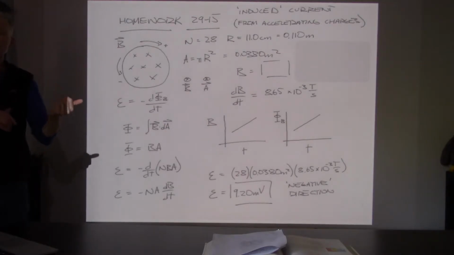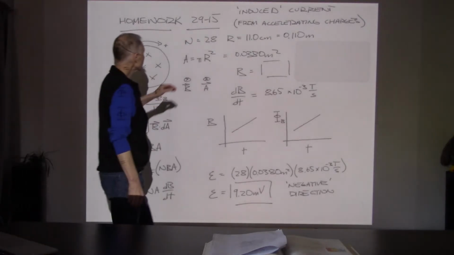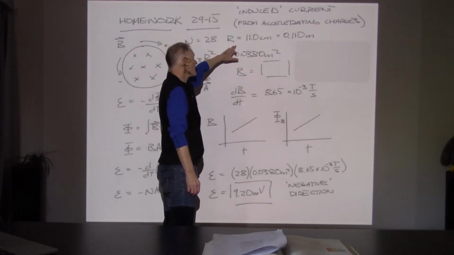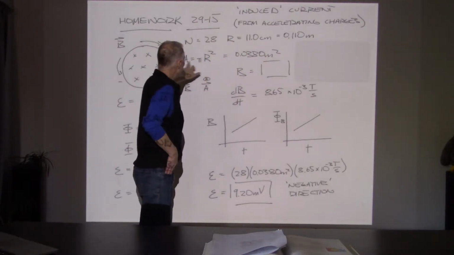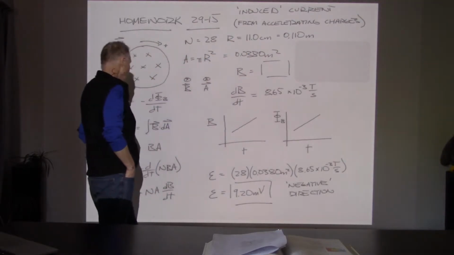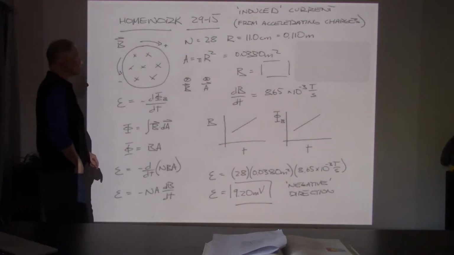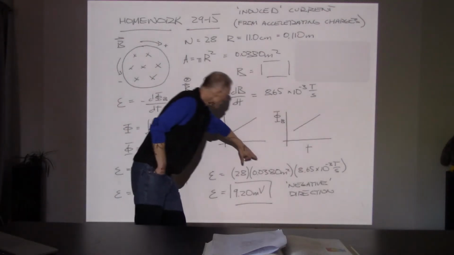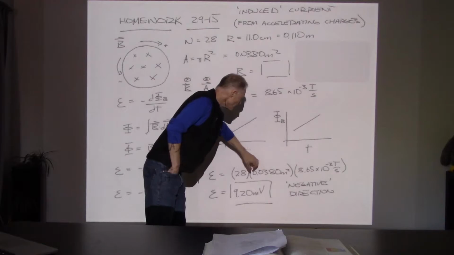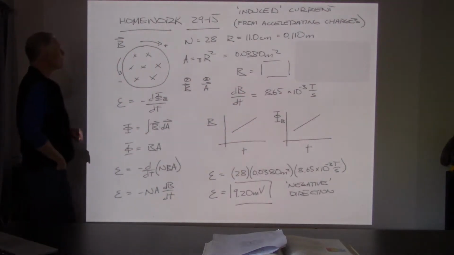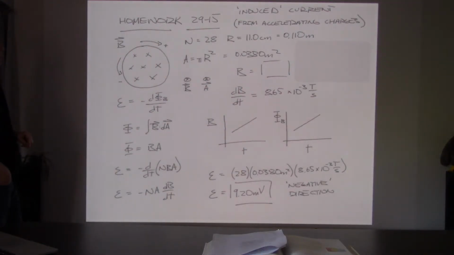But the formulas are in terms of radius, because mathematically it's easier to work with a radius than a diameter. So watch for that. I think the diameter here was 22 centimeters, and I cut that in half and then calculated the area. So I put that in. So there's my 0.0380 meters squared. Watch for units. Make sure units get converted correctly.